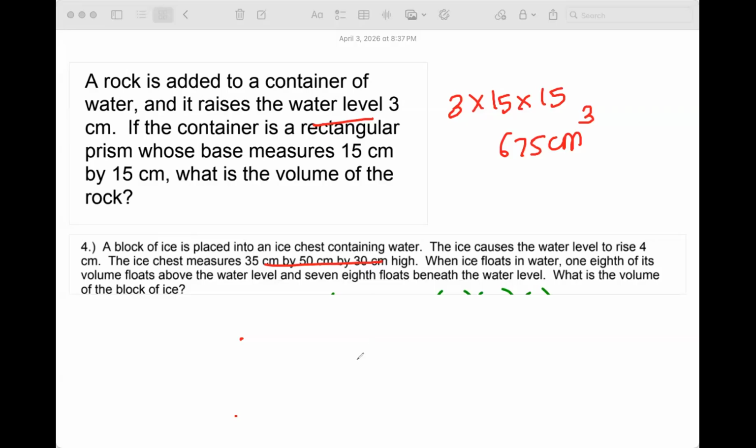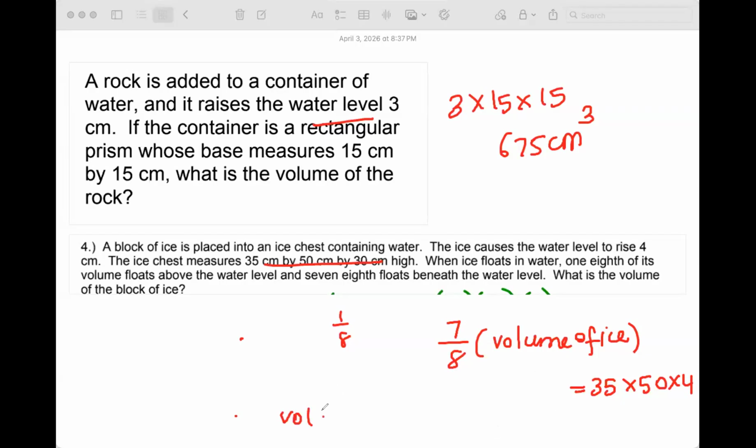See, the problem is when I put the ice in the ice chest, right? So 1/8 of the volume floats above the water. So basically, 1/8 is above water means 7/8 of the volume of ice is the volume of the displaced water. What is the volume of the displaced water? 35 times 50 times 4. Any questions, guys? So volume of ice will be equal to 35 times 50 times 4 times 8 by 7.